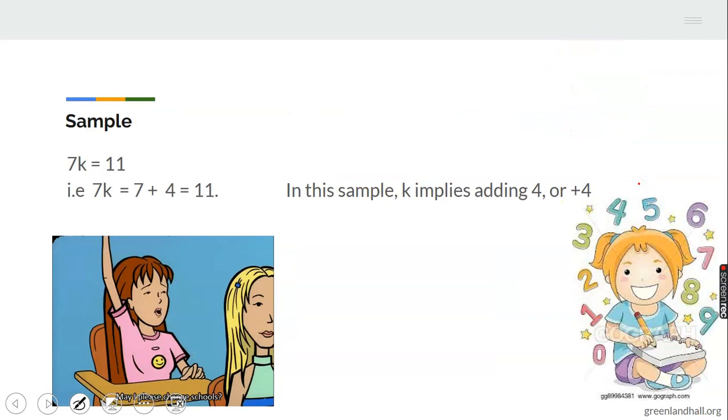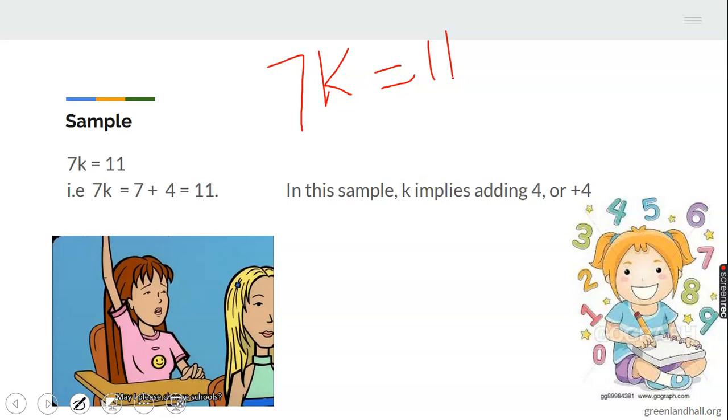Okay, now let's get to some serious business. Are you ready for this? I am ready. Now we have a sample here to consider. We have 7k equals 11. So what does k represent? Oh, Mr. Moore, this looks so difficult. Not really, not really. If you look hard, you will see it.